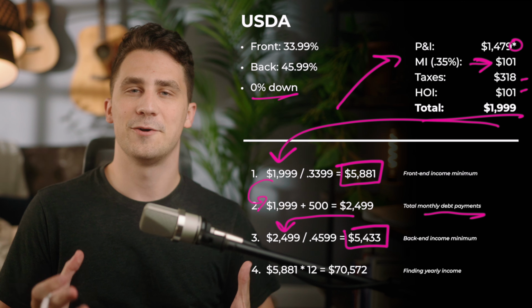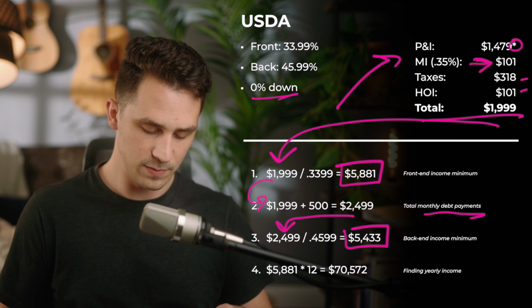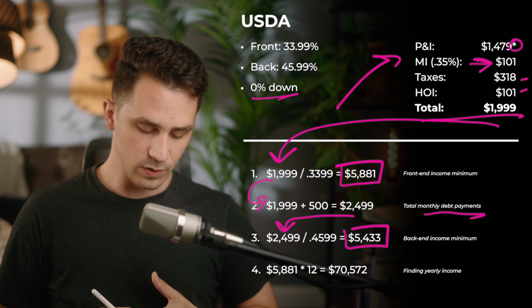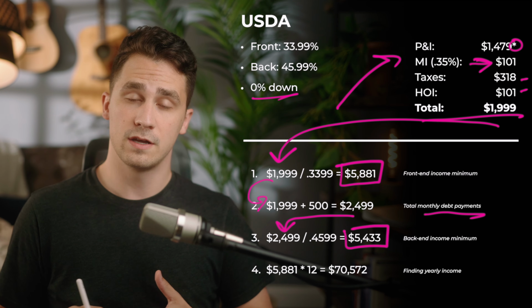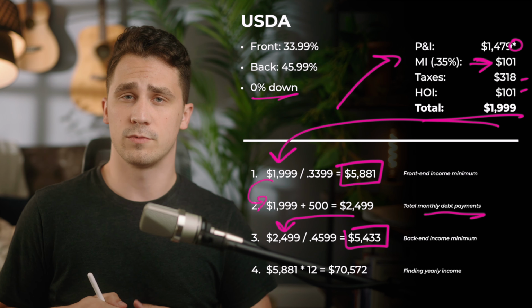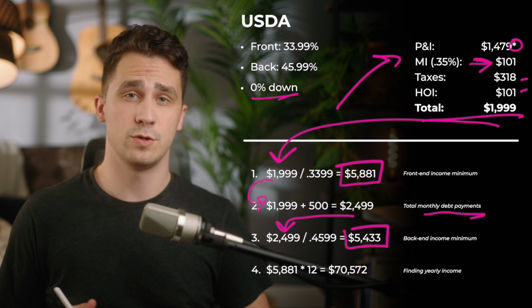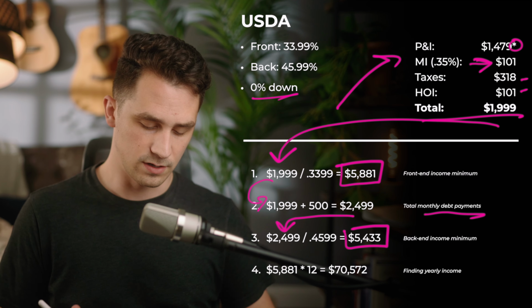So which is it? We have to go with the higher amount, right? Because if we took, let's say we only had $5,433 per month. Well, that works for the back end ratio, but then our front end ratio is too high. So we have to go with the higher number here.